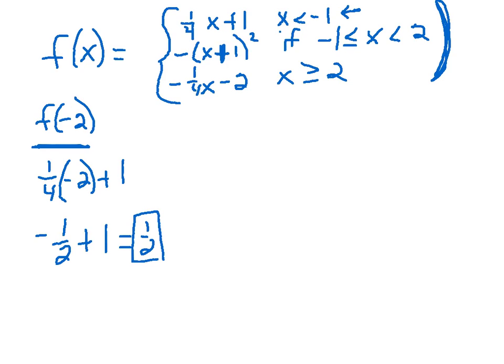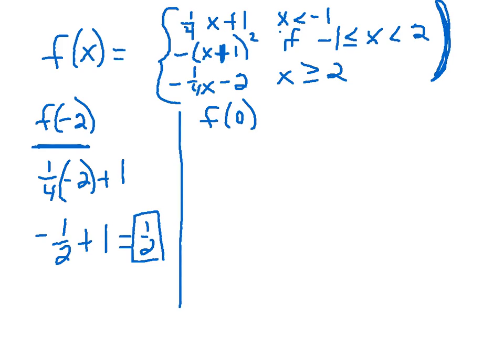The next one that they want us to evaluate, they want us to find f of 0. So they're saying, all right, when x is 0, what is the function? So if we go up here to the top and we look at that first one, is 0 less than negative 1? No. So we're not going to use the top equation. Let's look at the middle one. Is 0 bigger than negative 1? Yes. And is it less than 2? Yes. So we need to take our second one.